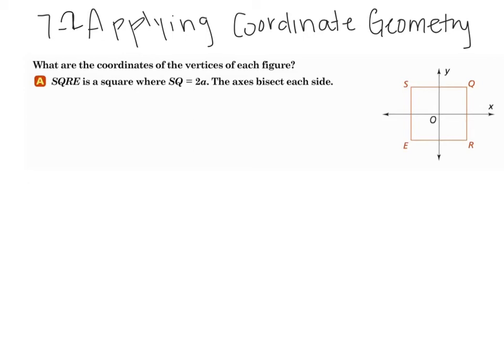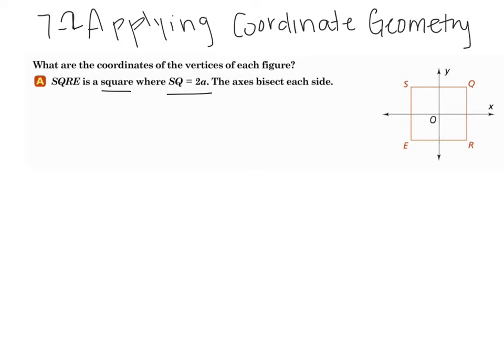This lesson is a little bit different than what we've been doing because we're going to be using letters for side lengths and letters for coordinates rather than numbers. I'm going to just jump right in. So our first example is trying to figure out what the coordinates of the vertices are. And in this particular one, we have SQRE, that's a square, and SQ is equal to 2A.